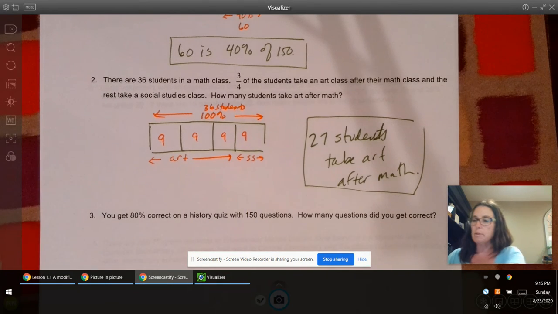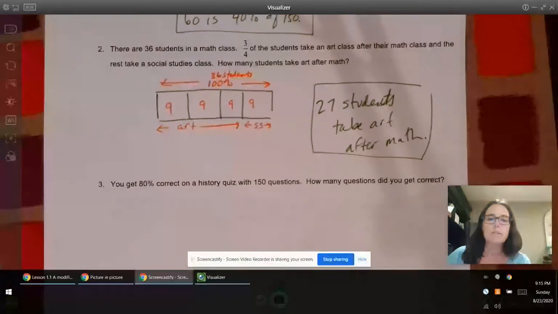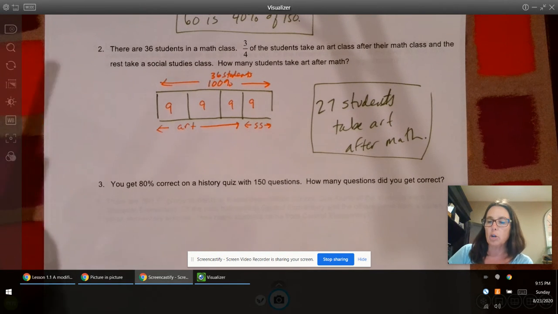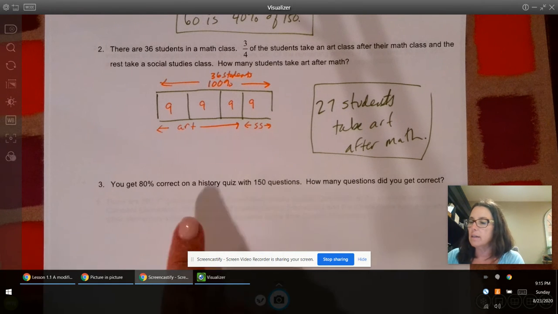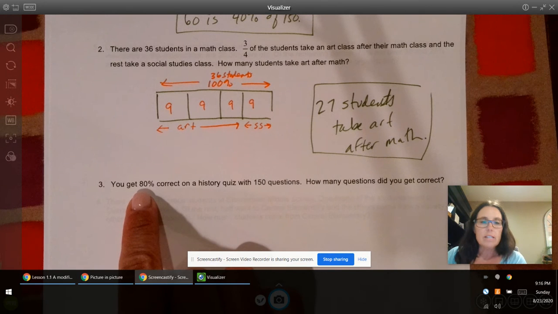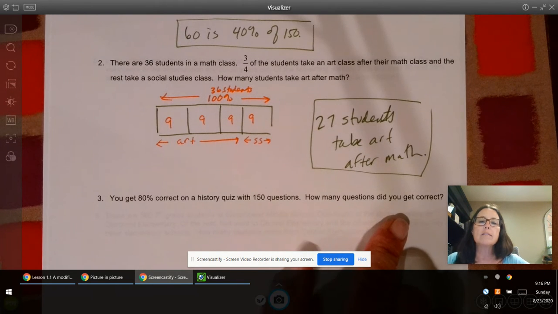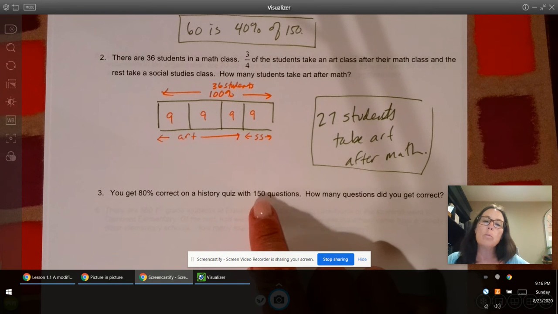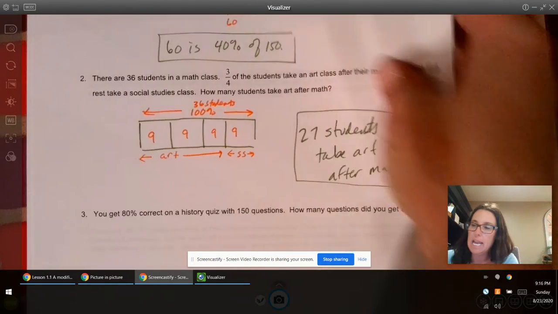Number 3, you get 80% correct on a history quiz with 150 questions. How many questions did you get correct? You should be able to think ahead. Percent, obviously. Is the 150 the whole or the part? If we want to know how many we got correct, and this is how many questions there were, I hope you're thinking that this is the whole and we're trying to find the part.